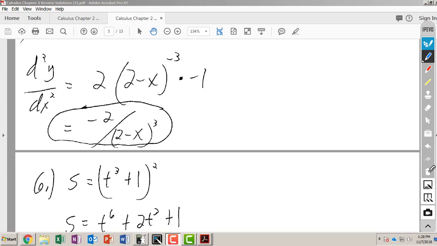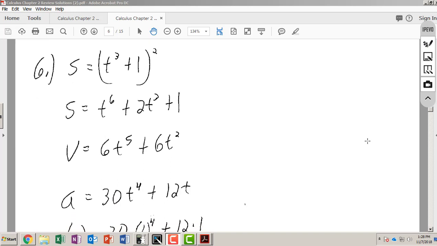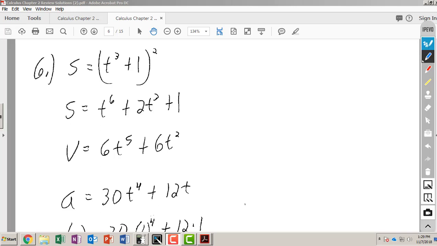Now looking at the problem on number 6. On number 6, it says that it wants me to take this equation. The directions say the position equation for the movement of a particle is given by s equals t to the third plus 1 squared, where s is measured in feet and t is measured in seconds. It says find the acceleration of this particle at 1 second. So remember that acceleration is my second derivative. So since acceleration is my second derivative, I need to go ahead and find the second derivative of this equation.